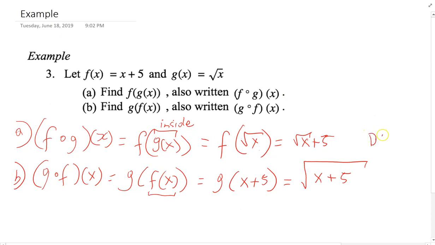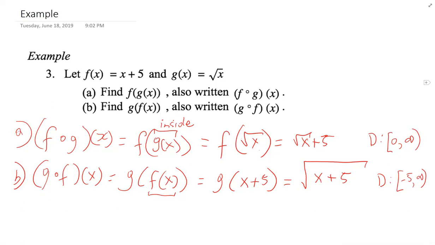In terms of domains, for the f of g of x, the domain will be 0 to infinity, where 0 is included. And in terms of g of f of x, the domain would be -5 to infinity. Right? The -5 is included.